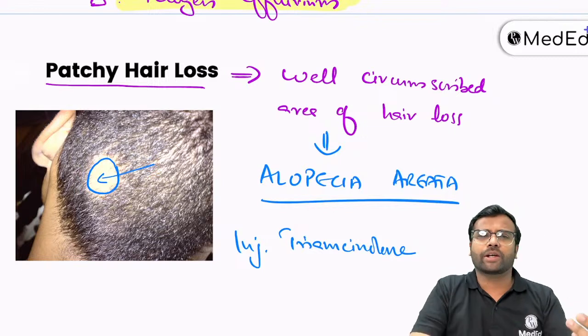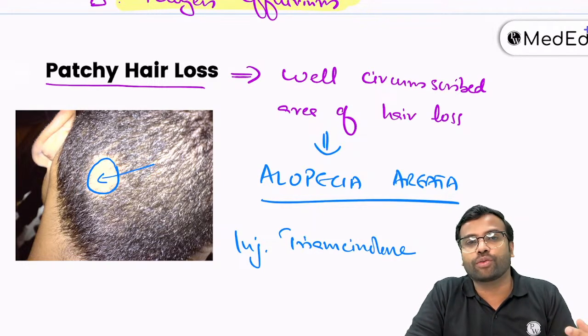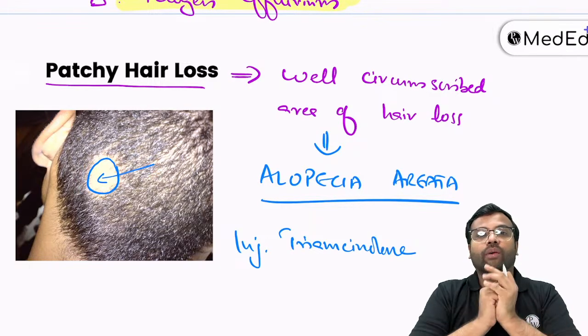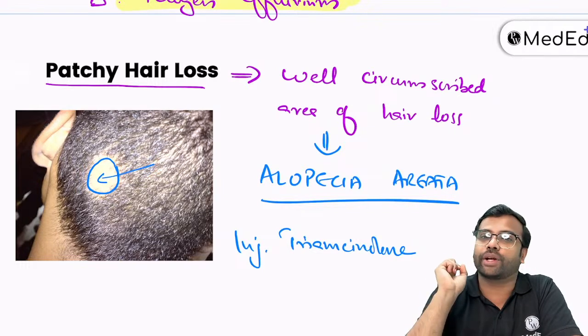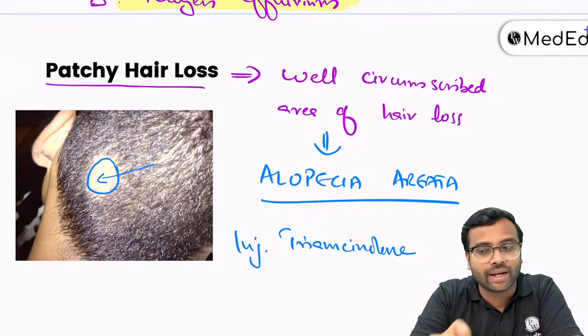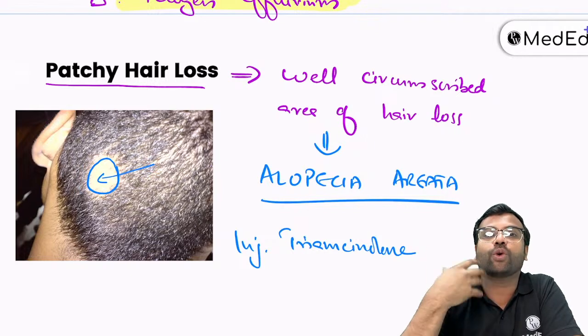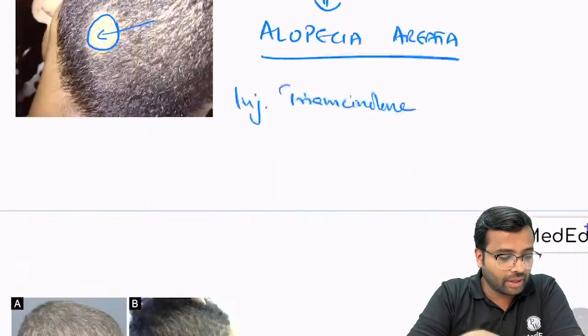There are also multiple other modalities. You can go for topical steroids, oral steroids or other immunosuppressive agents. But remember one key point here: whenever you get a patient with patchy alopecia, one of the differential diagnoses that should come to your mind is alopecia areata. How about learning a few more differential diagnoses for patchy hair loss? I think I have an image.